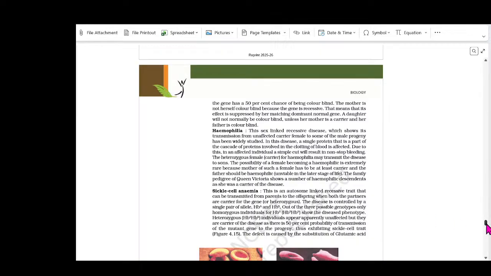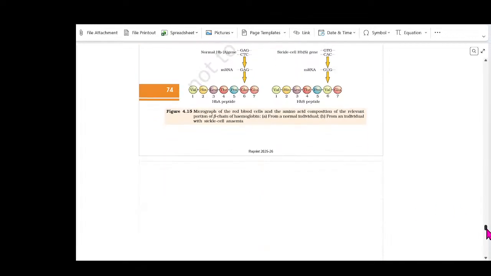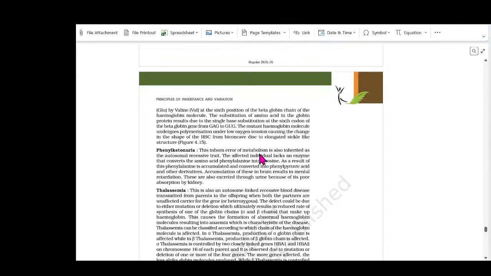The effect is caused by the substitution of glutamic acid by valine at the 6th position of the beta globin chain of the hemoglobin molecule. The substitution of the amino acid in the globin chain results from a single base substitution at the 6th codon of the beta globin gene from GAG to GUG. The mutant hemoglobin molecule undergoes polymerization under low oxygen tension, causing the change in the shape of the RBC from a biconcave disc to an elongated sickle-like structure.